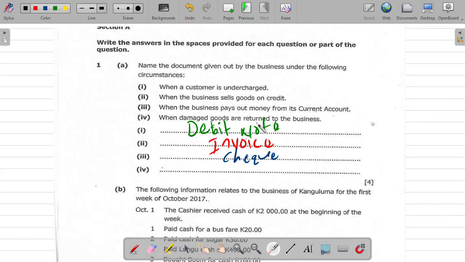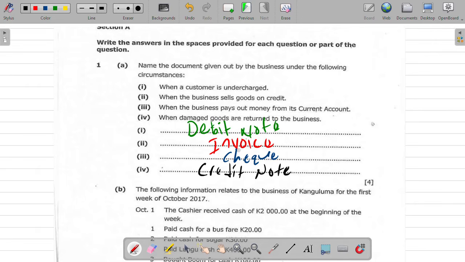Number 4, when damaged goods are returned to the business. Sometimes you sell goods to a customer and they discover that the goods have been damaged. What kind of document are you going to prepare? Here, the kind of document that you're going to prepare is what we call a credit note.